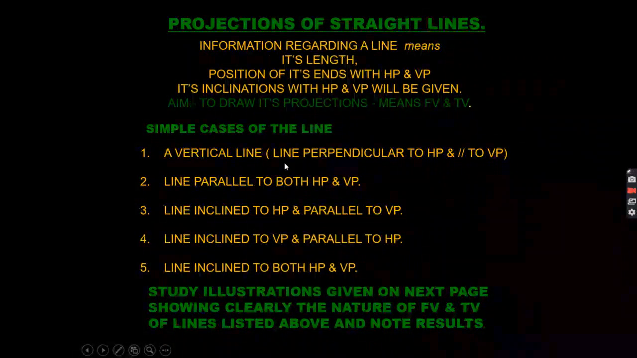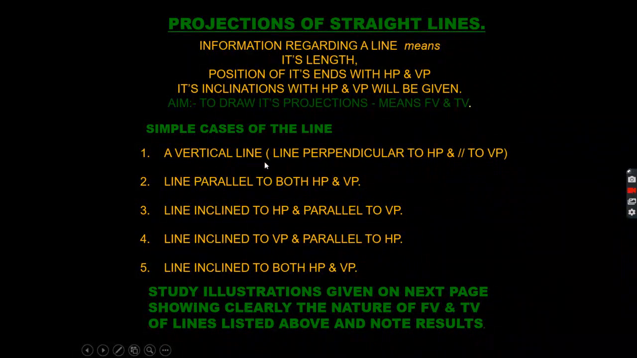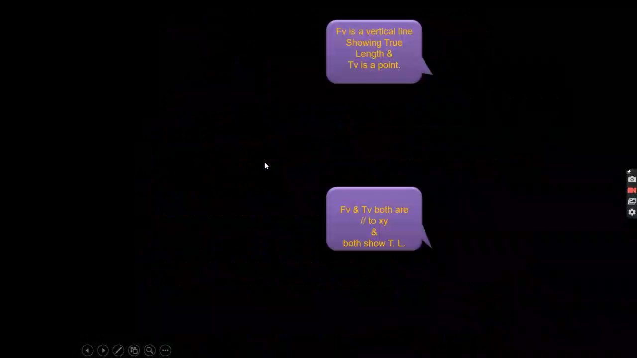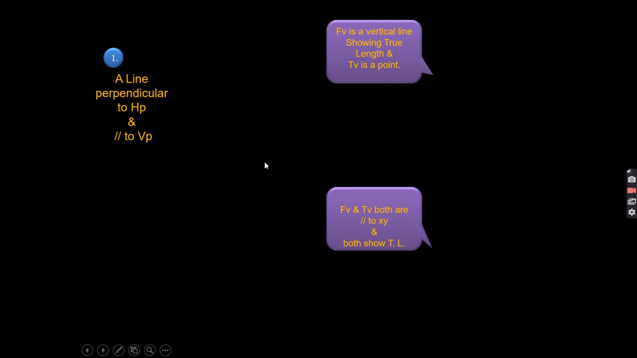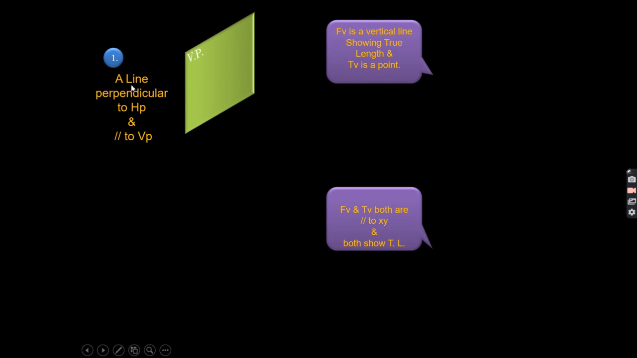Okay, so starting with the line is vertical. So if your line is perpendicular to the HP and parallel to the VP, okay, so suppose the end position of the line is given to you.